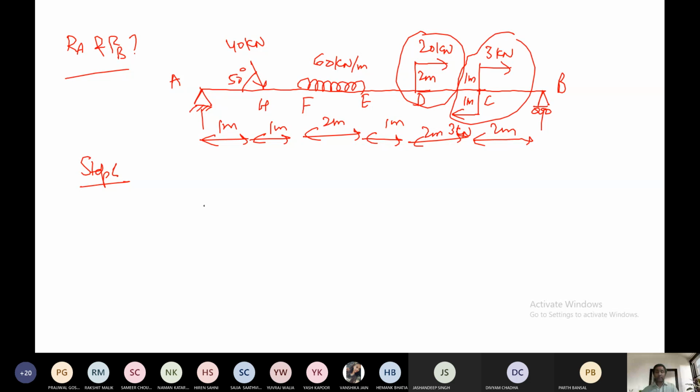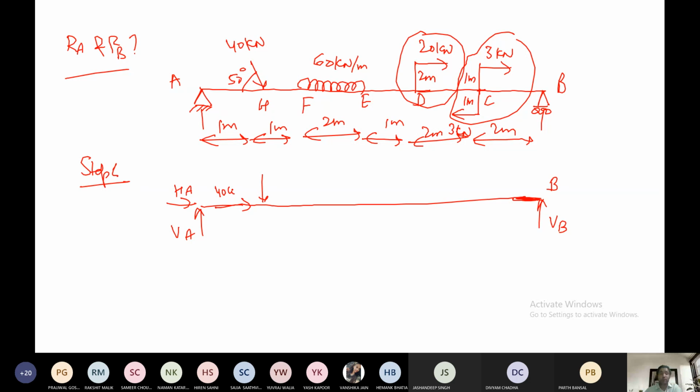See, I am just making the FBD here. What is this, a hinge support? What will be the reactions? HA, VA, okay? If you can remember, and this is VB. This is a roller support, so we have only one reaction, and this is a hinge support, so we have two reactions. And here you can see 40 kilonewton is at an angle, so this will be 40 cos 50, and this will be 40 sin 50.